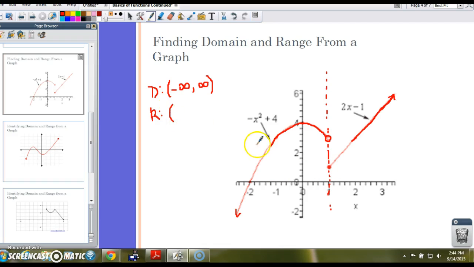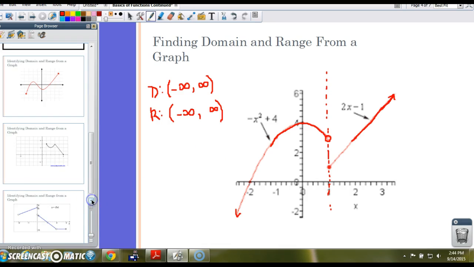I'll show you an example where that changes. The range, same idea, right? Our range in the negative direction goes to negative infinity, and in the positive direction, it goes to positive infinity, and it's pretty straightforward. So even though the graph is a piecewise function and it's discontinuous, it still includes all of the values from domain and range.